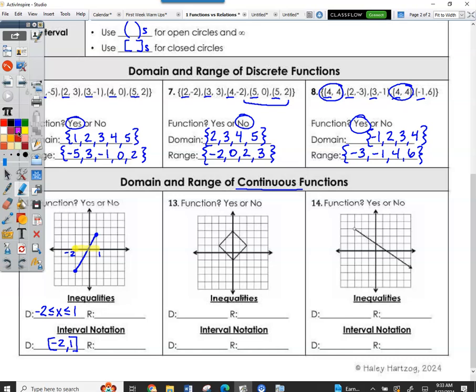So low, it starts here. And how high does it go? It ends there. So it starts at -3 and it goes up to 2. So the range would be from -3 to 2.